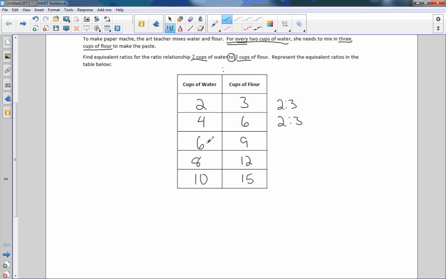And when I take 6 divided by 3, I get 2. 9 divided by 3 is 3. 8 divided by 4 is 2. 12 divided by 4 is 3. 10 divided by 5 is 2. And 15 divided by 5 is 3. So this proves that these are all equivalent ratios when I reduce the ratio in the table down to its lowest value, which are all equivalent.